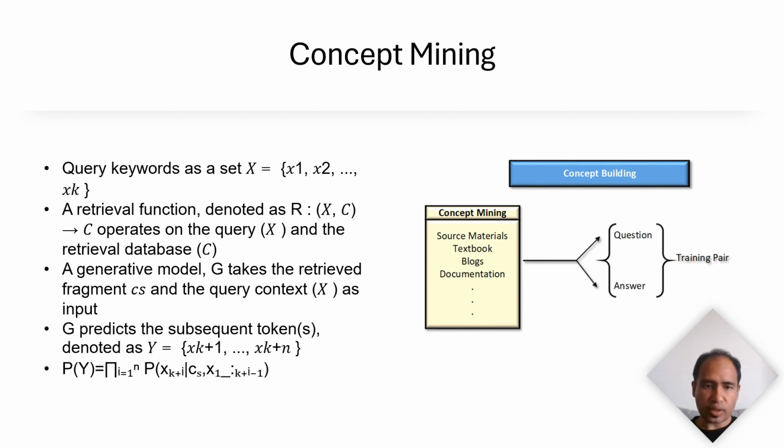In the context of token level prediction, where the predicted sequence is restricted to a single token, n equal to 1, here G predicts the subsequent tokens denoted as Y, which is from xk plus 1 to xk plus n. So formally now we have P(Y) as the formalized sequence.